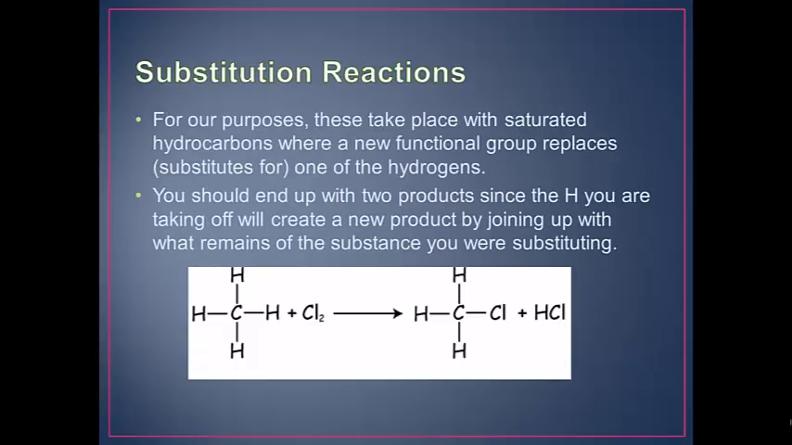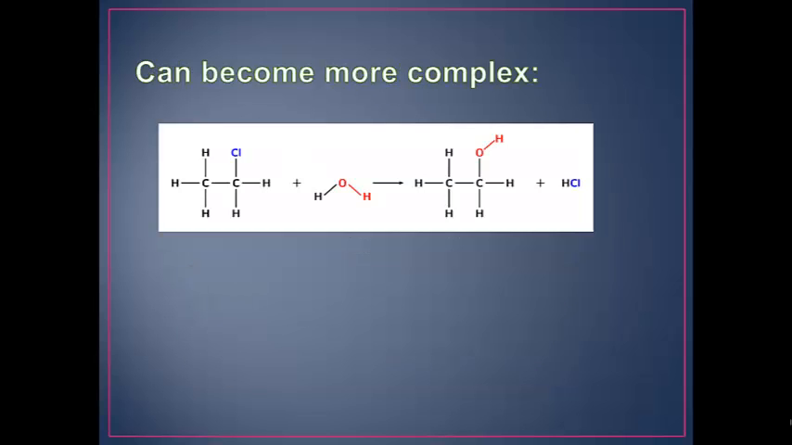So substitution reactions is where we basically swap something in and out. You should end up with two products since the hydrogen that was there needs to come out and bond with the other thing. This only takes place with alkanes for our purposes, so you're always going to be sticking with the single bonds. They can become more complex depending on what you're substituting, so you'll see here the chlorine comes out and the hydroxyl group goes in from the water.